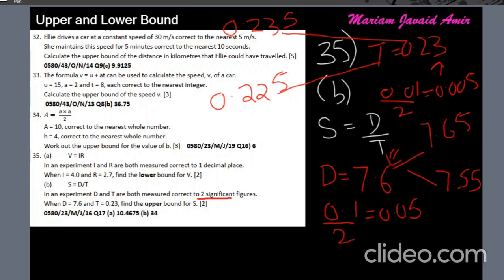Alright, find the upper bound for S. Now S is distance over time. We need the upper bound for S, which means we need upper bound for distance and lower bound for time. So upper bound distance is 7.65 and lower bound time is 0.225. So what does this give us? 7.65 over 0.225. This gives us 34, which is the answer.